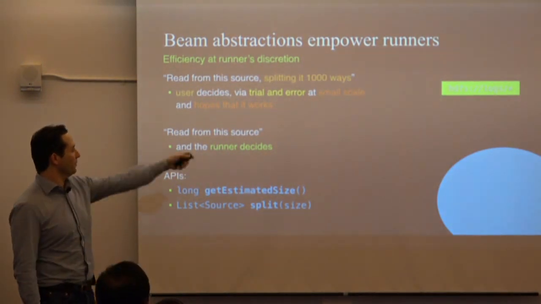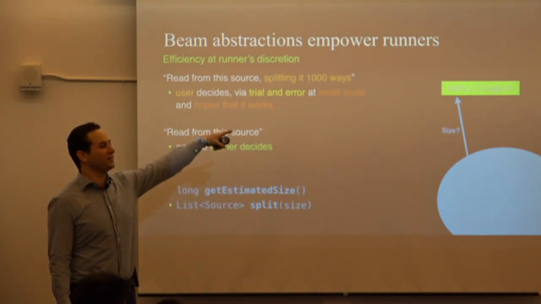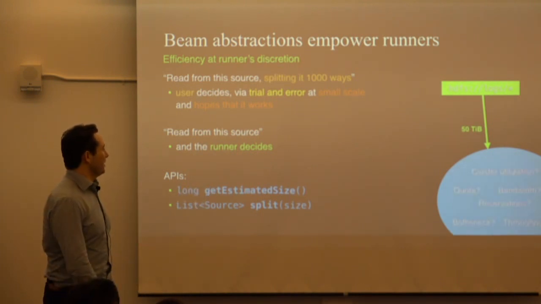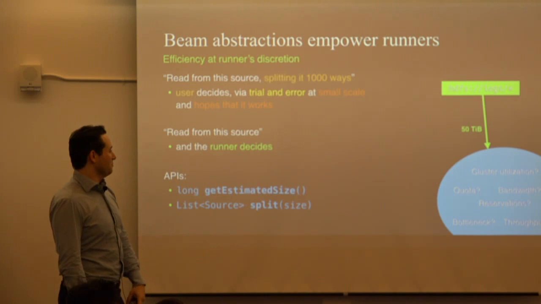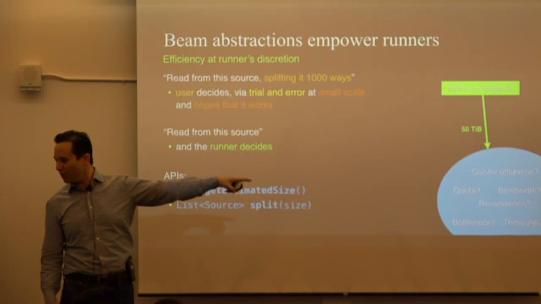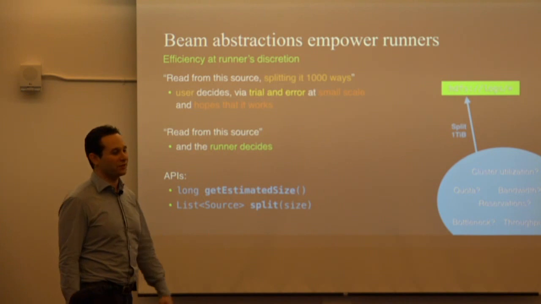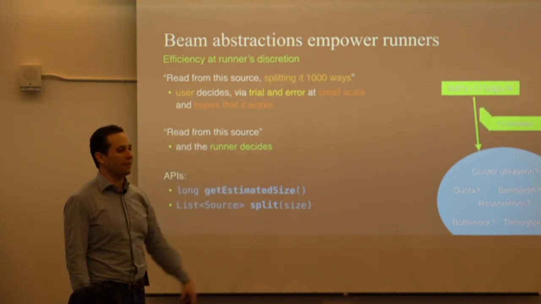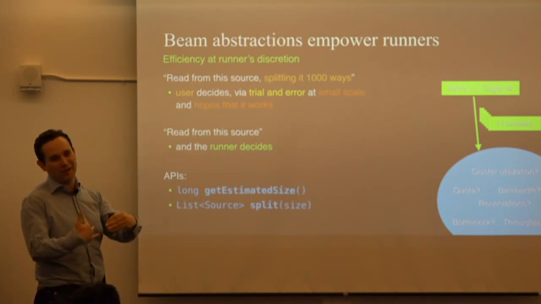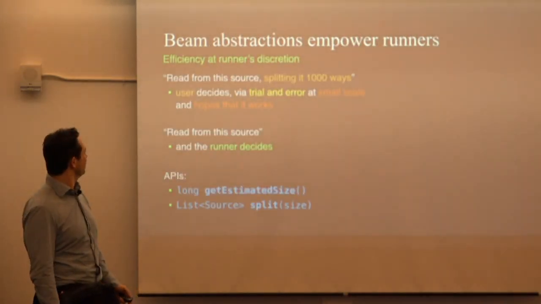What does this look like? Well, if you're reading from HDFS logs, the runner will ask, what's the size of all the files in this directory? Okay, 50 terabytes. Then the runner will take 50 terabytes, maybe take into account other parameters, cluster utilization, quota, bandwidth, and so on, and decide that 1 terabyte splits are about good for all these parameters, and get back a bunch of file names, and in fact file chunks if there are files bigger than a terabyte, or groups of file names if there are multiple files packed into a single terabyte. And that's the splitting.